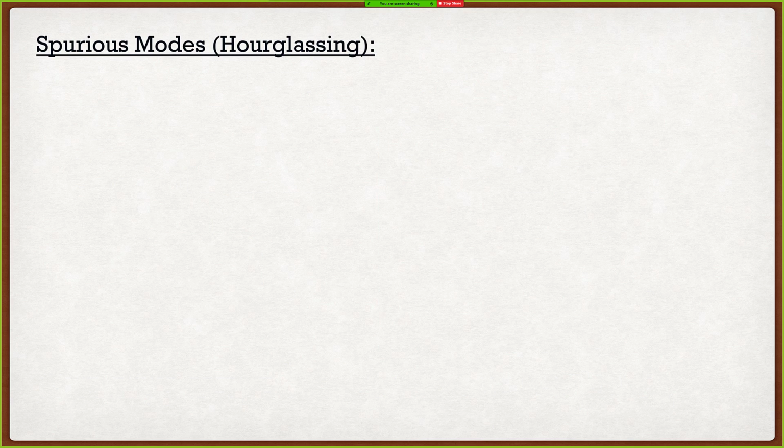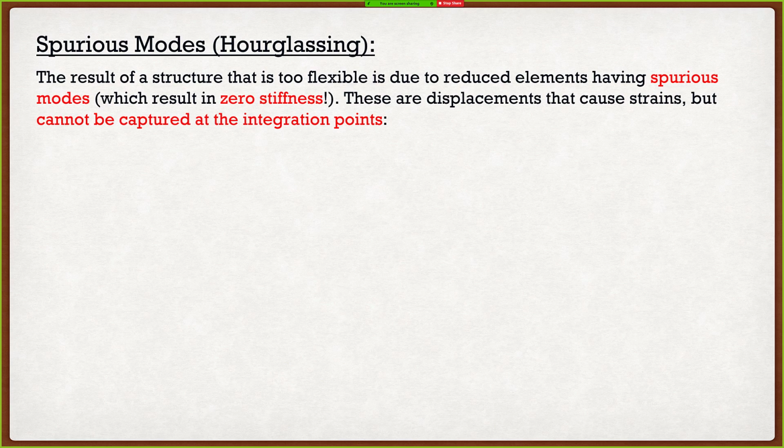Well, this has to do with its spurious modes. Or again, a lot of you have probably done finite element before. You've heard of the term hourglassing. This is something we want to avoid. So the result of a structure that is too flexible due to this reduced integration is because it has spurious modes, which basically are modes that result in 0 stiffness.